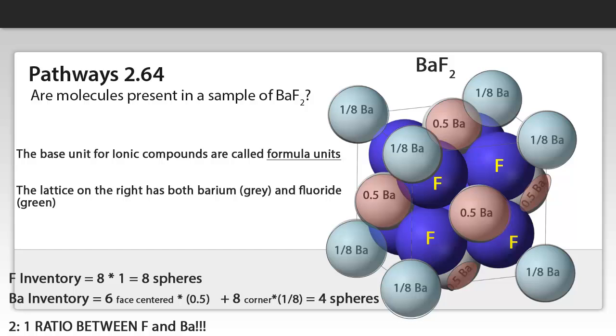Now, because this is organized in a complex 3D lattice, we don't call these molecules. Instead, chemists tend to call the base unit for ionic compounds formula units. Formula units. So if you hear that thrown around, that's basically what we're talking about. This is the basic stoichiometric ratio between the elements for an ionic compound. Okay, so that's how this is organized.